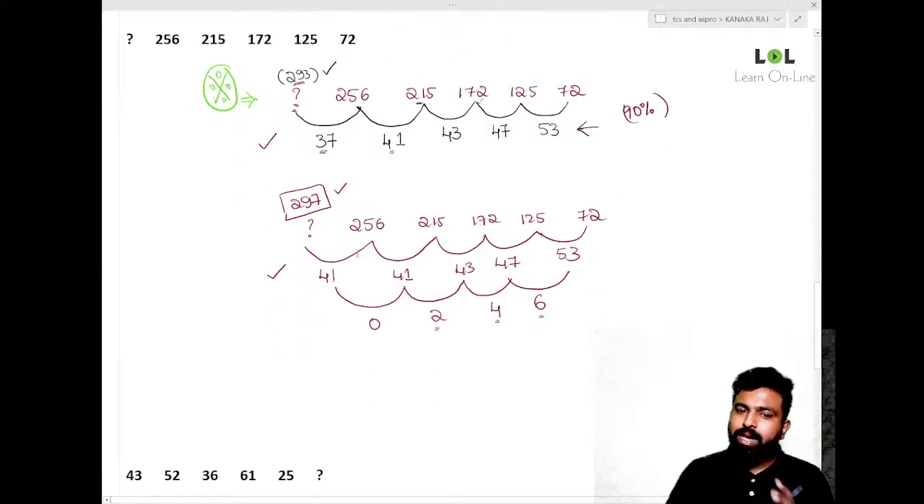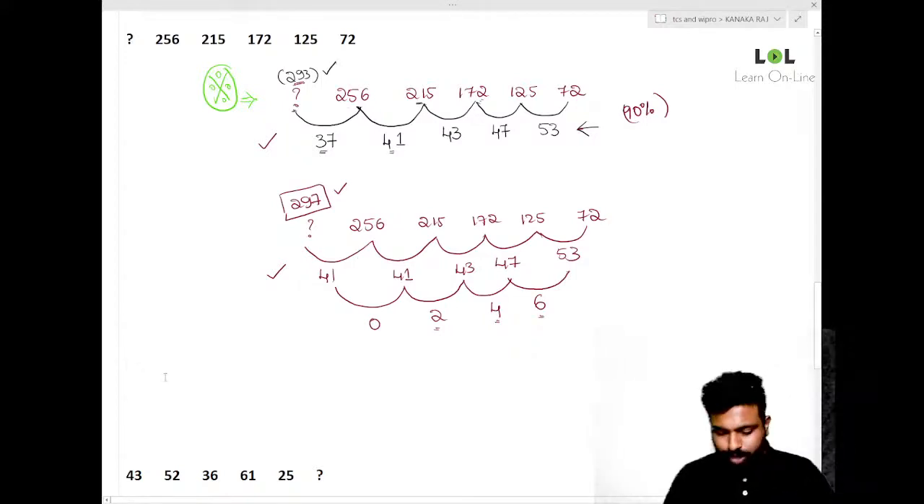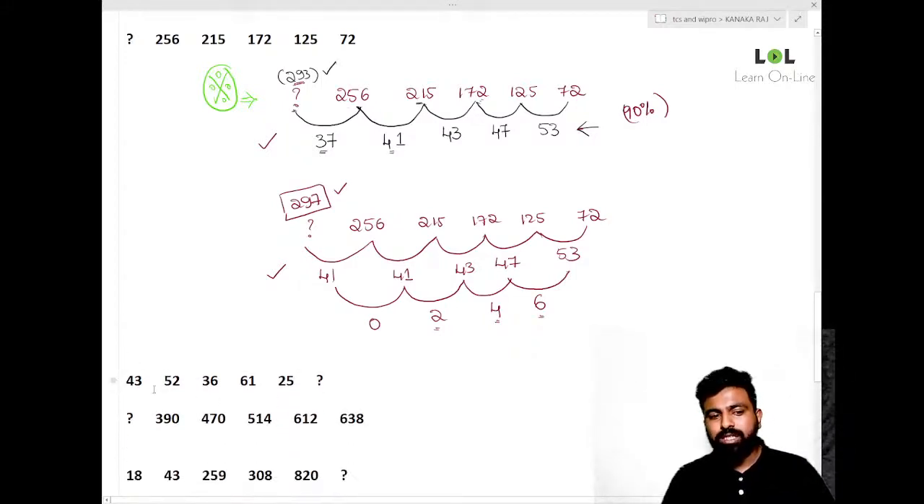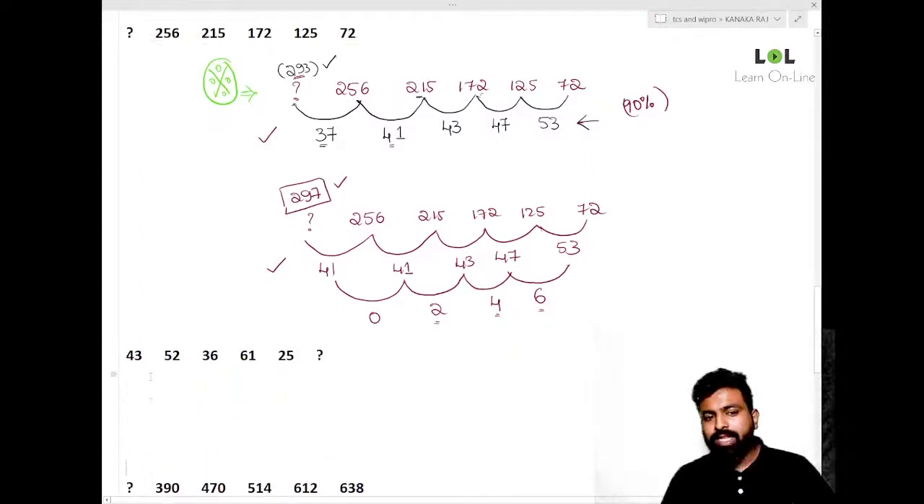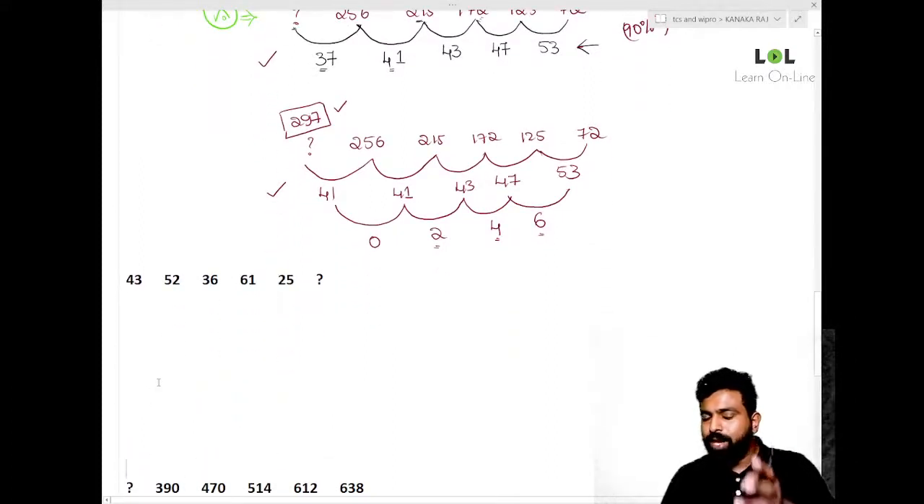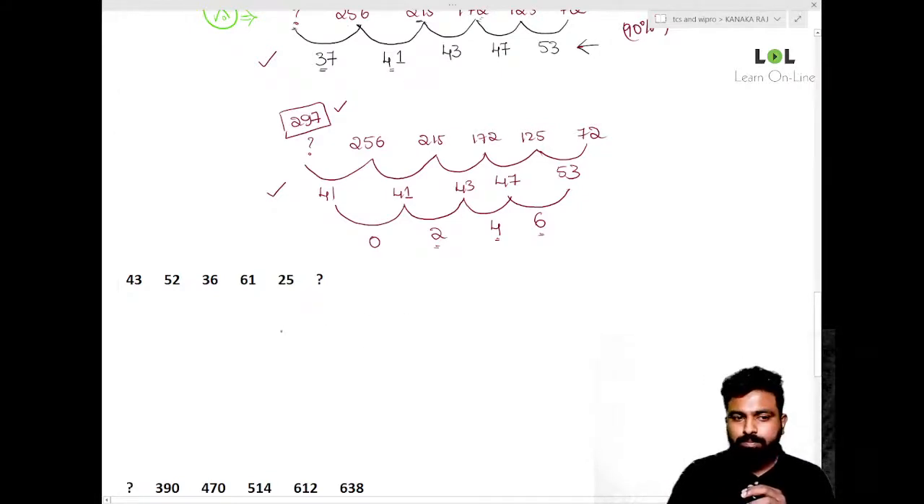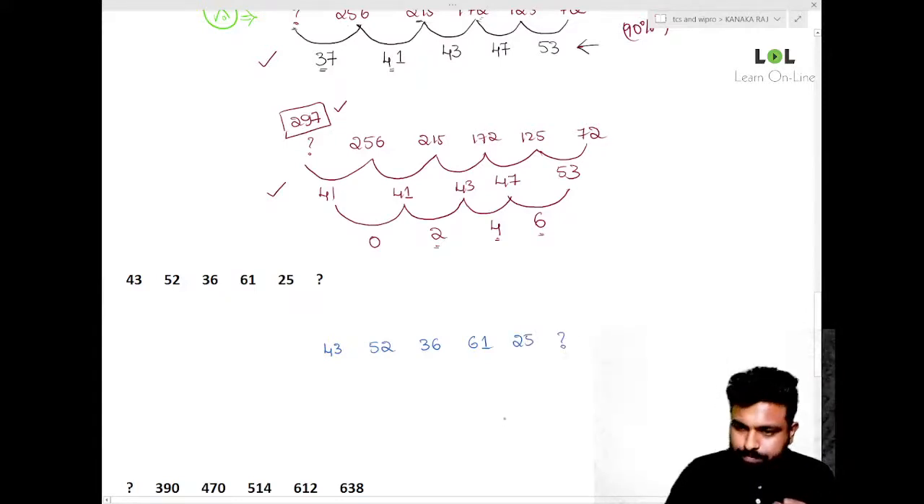Clear with this, everyone? Any doubts regarding this? Shall we move on to the next question? The next question is 43, 52, 36, 61, 25 and a question mark. I want you people to try this question. Give me the answer. There is a different method to solve this question as well. That's the reason I'm telling you people to solve this question. 43, 52, 36, 61, 25 and a question mark.